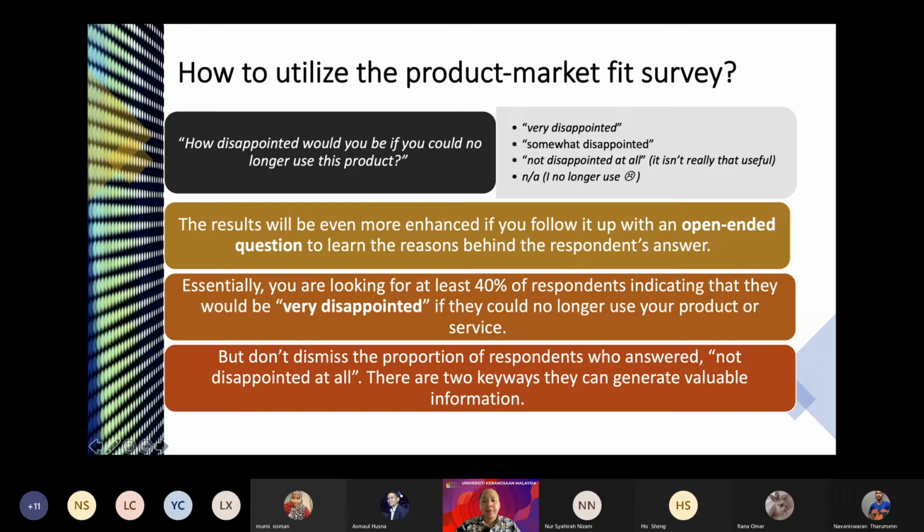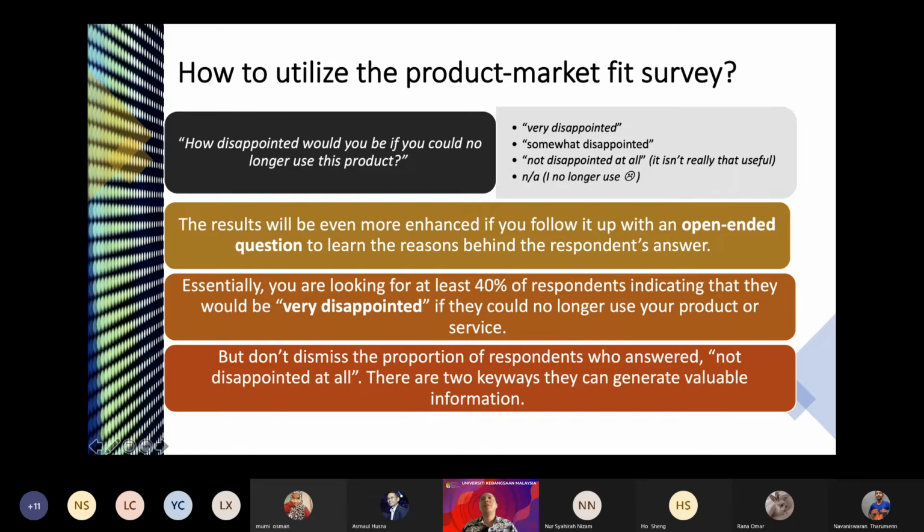Okay, but remember, don't dismiss the proportion of respondents who answered not disappointed at all. There are two keywords that can generate valuable information. For example, if you ask many people and they say I couldn't be bothered whether your product is still available or not, it means your product is not really fit to their needs. Then you can work harder on that, iterate your prototype, or maybe redesign your product so that it will fit this target market.